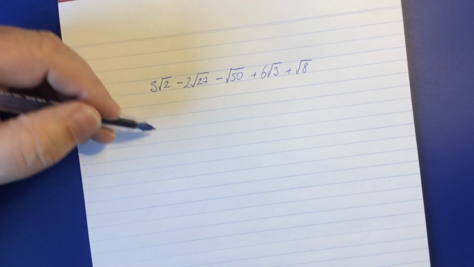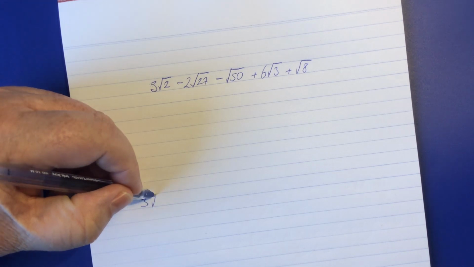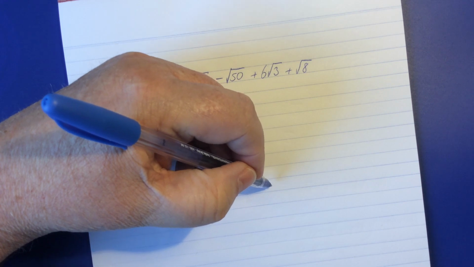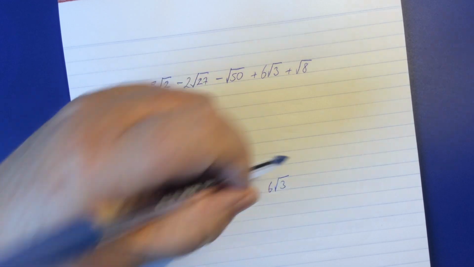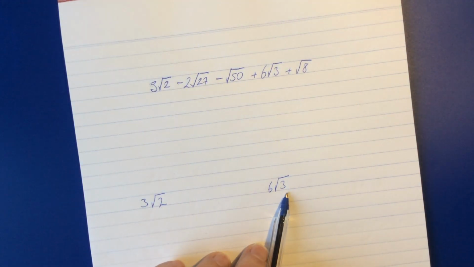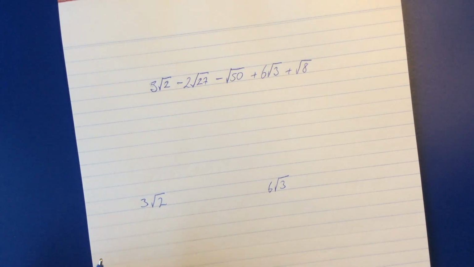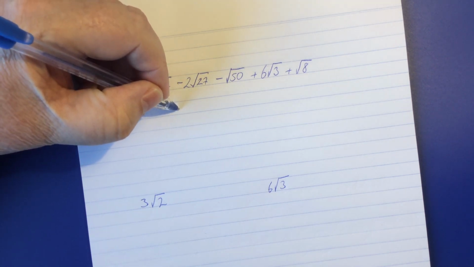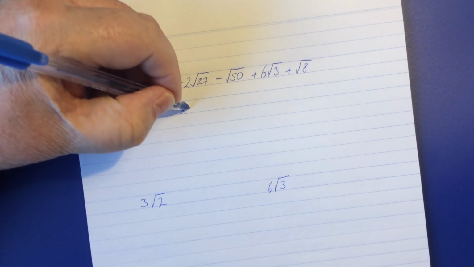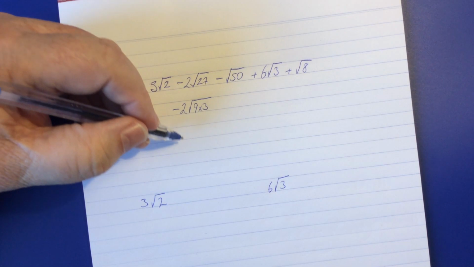3 root 2 is not a surd we can change, so we're just going to write that here. 6 root 3 is another one that we cannot change. Why? Because we've got as far down the factor tree as possible. This is a prime number, this is a prime number. We're not going to be going any further. 2 root 27, we'll keep a minus in front of it. 2 root 9 times 3. You can see where this is heading.